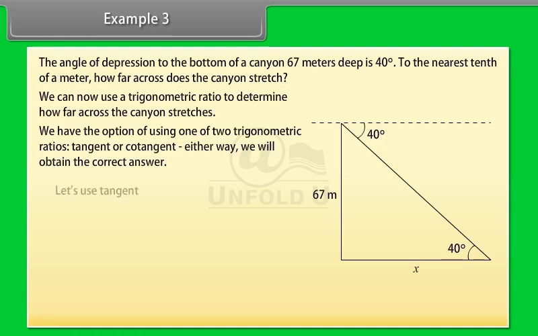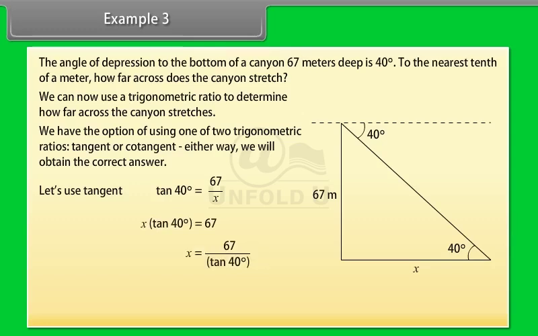Let's use tangent. Tan 40 degree is equal to 67 upon x. X into tan 40 degree is equal to 67. X is equal to 67 upon tan 40 degree. X is equal to 79.76 meter. Therefore, the canyon stretches 79.76 meter.